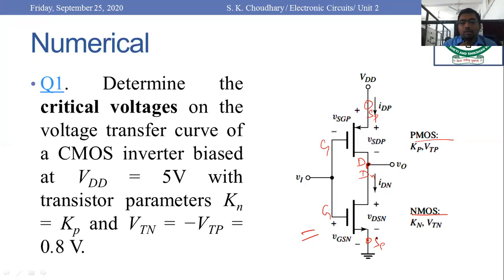First of all, we have to find out the critical voltage. We have to know what parameter is called the critical voltage. Whatever the voltage at the transition point, that is considered the critical voltage. We will see a quick theoretical description, then we will solve this numerical. I hope all of you have noted down this question as well as the diagram.